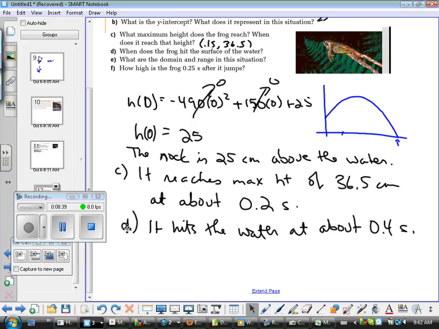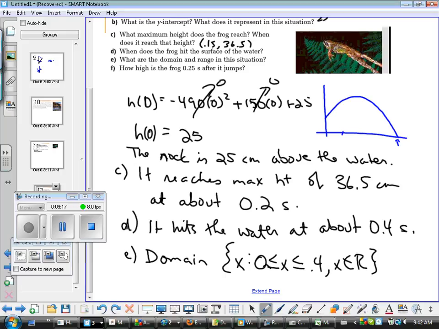E asks us for the domain and the range. Okay, so we know that we're looking at motion of the frog between time values of 0 and about 0.4. And again, it says to express it to the nearest tenth of a second. So we can say domain is any values of t where, okay, I put x by accident, but t is better. So x where 0 is less than or equal to x, which is less than or equal to 0.4, or in other words, x is between 0 and 0.4.